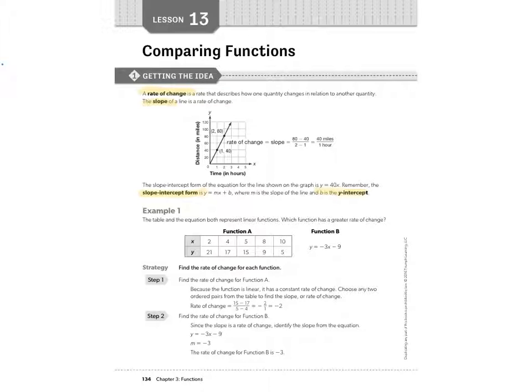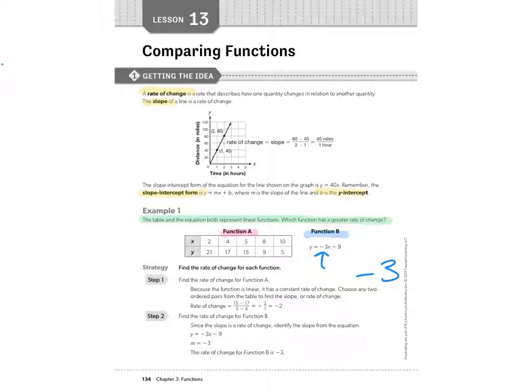Here on example 1, it says the table and the equation represent linear functions. Which function has a greater rate? So you can see that we have two different functions here. Function A is represented by a table, and function B is represented by an equation. So let's start with function B, since we can already see the rate here is -3, right? Because y equals mx plus b. The m is always your rate.